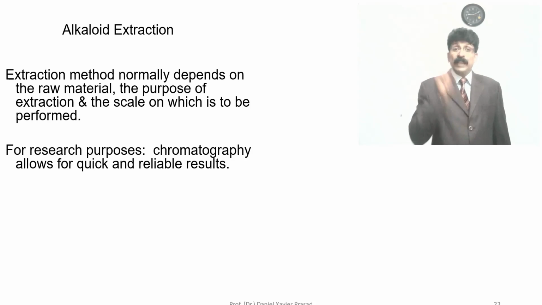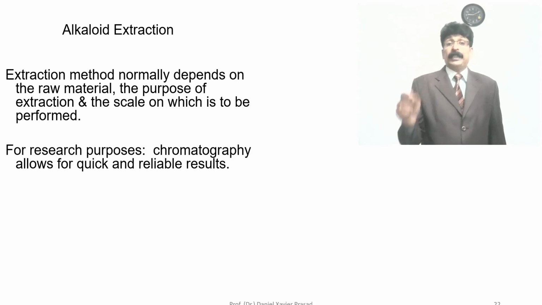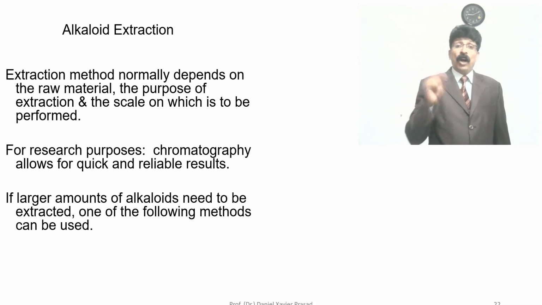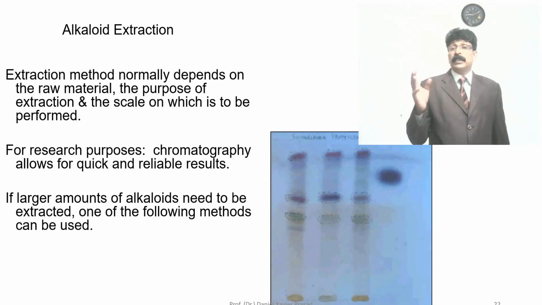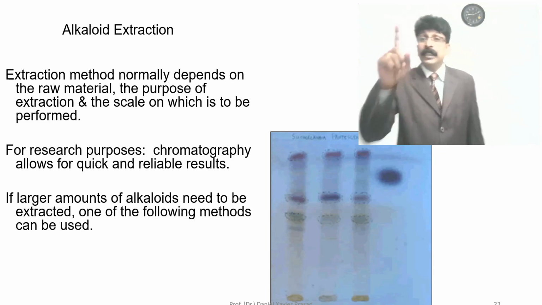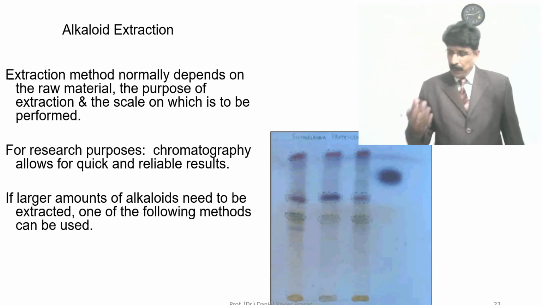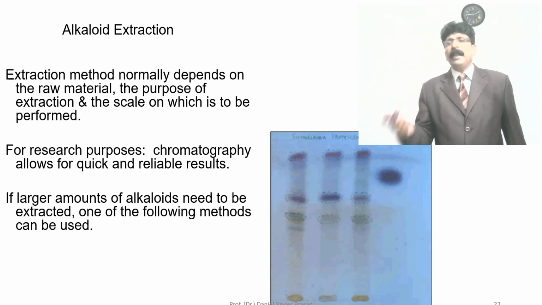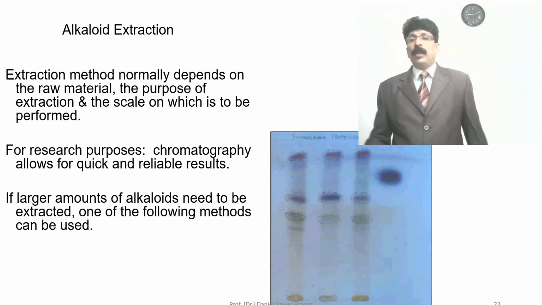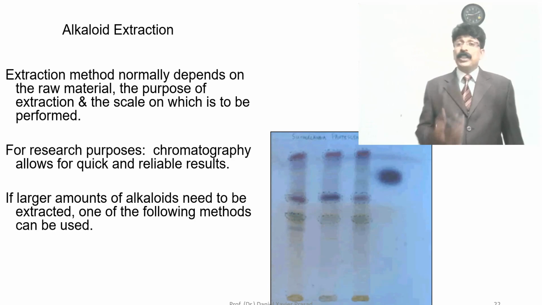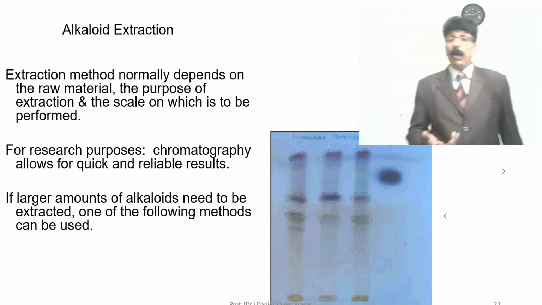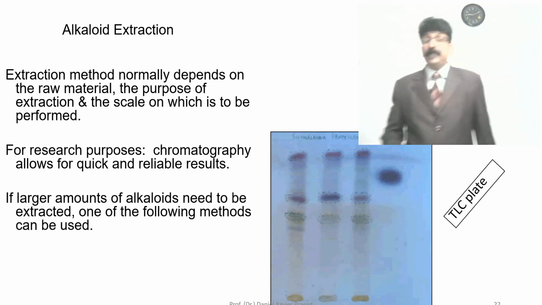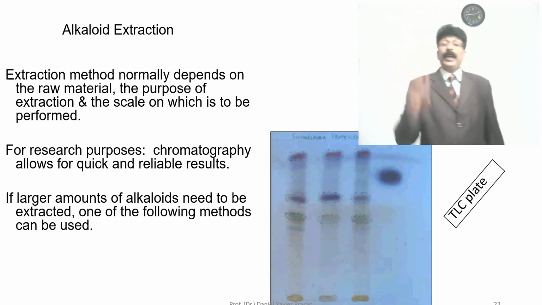For research purposes, chromatography allows a quick separation and gives results quickly. For a large amount, the alkaloids need to be extracted by other methods. There are many methods, but I have not mentioned them all here. Students should remember from pharmaceutics: maceration, percolation, and various other methods which can be used for large quantities. But hot percolation is very commonly used, and distillation is commonly used for volatile substances. This is a TLC plate, showing how compounds are identified by means of Rf values, just a picture which is added.